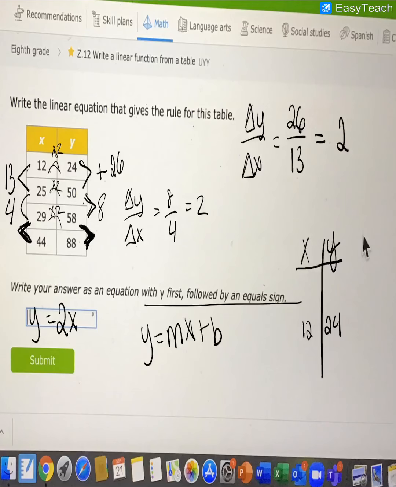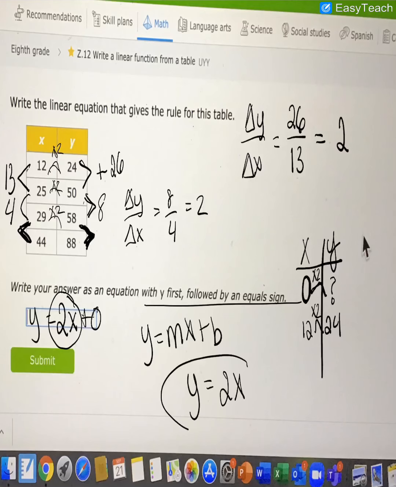So we're going to work backwards. If this is 24 and that's 12, I'm going to try to see when this is 0, what's this value? And we know that this is getting multiplied by 2 each time. So this would get multiplied by 2, and therefore that it is 0. And our slope is just 2x, or our equation is just 2x. So y equals 2x is the final answer here.